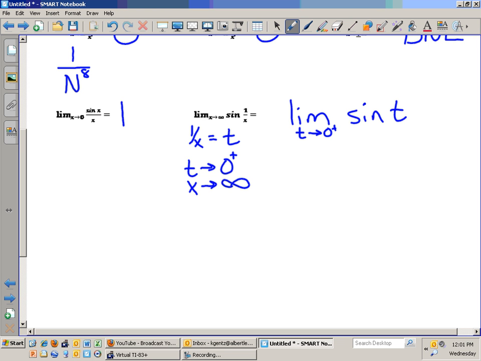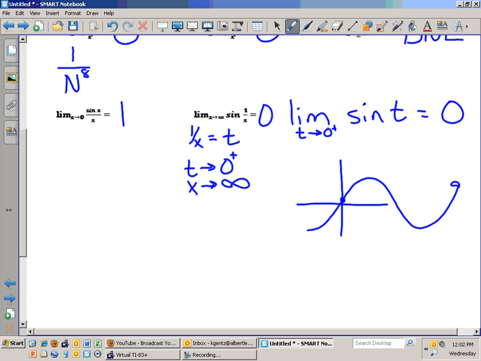What does that graph of sine of t look like? Sine of t looks like this. Right? We're approaching 0 from the positive. What does the output approach? It approaches 0. So this thing is actually equal to 0, and that's why. Okay? So that's what we have.